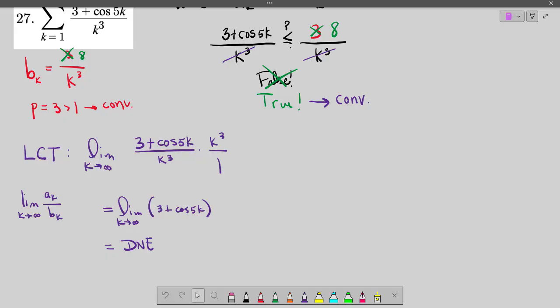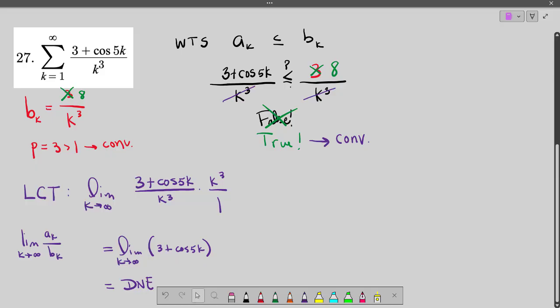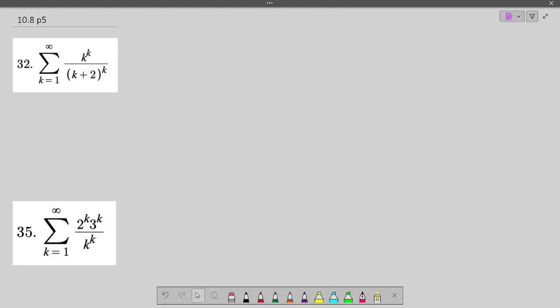So just to give you one example where the limit comparison doesn't work, because in a lot of the examples in the homework, if you go to limit comparison, it just works, just works, just works. So here's the type of problem where it won't work. And it's because that limit doesn't exist. All right.